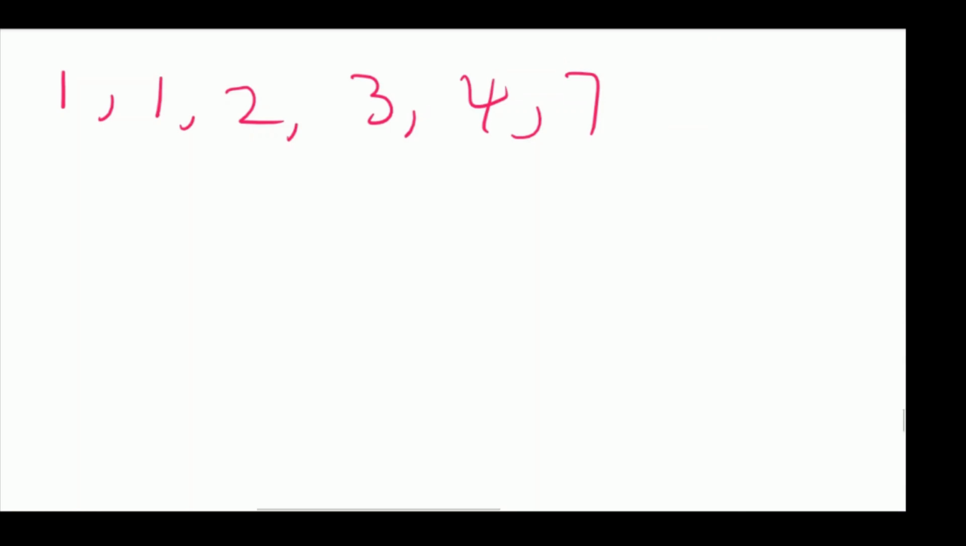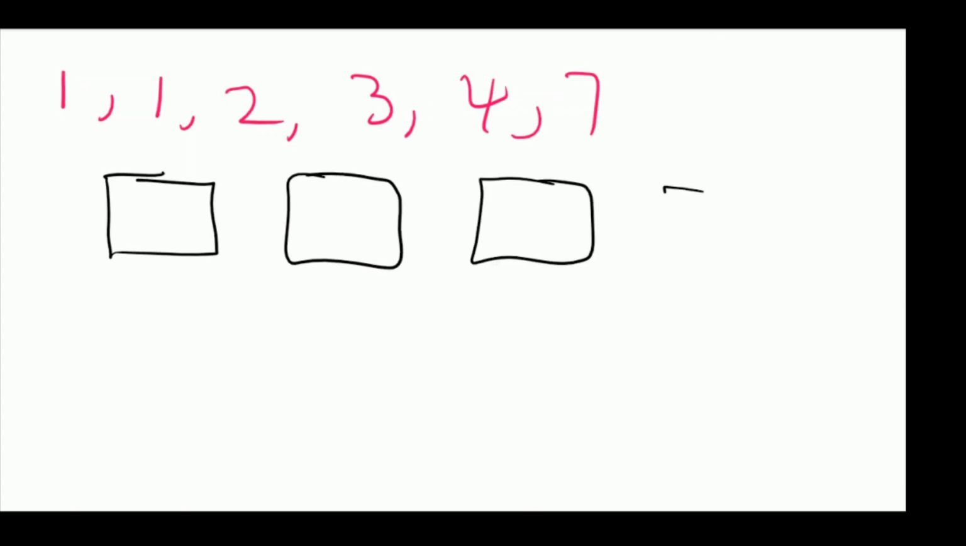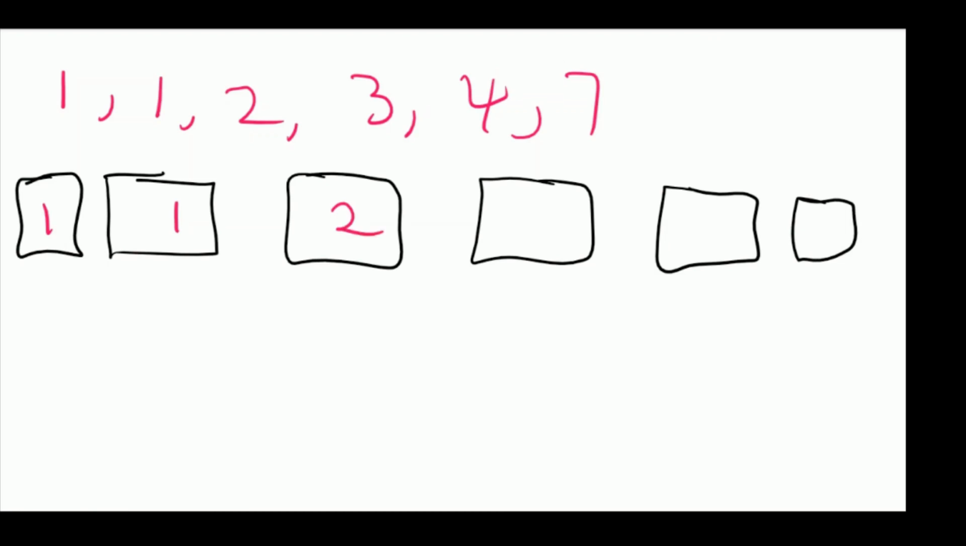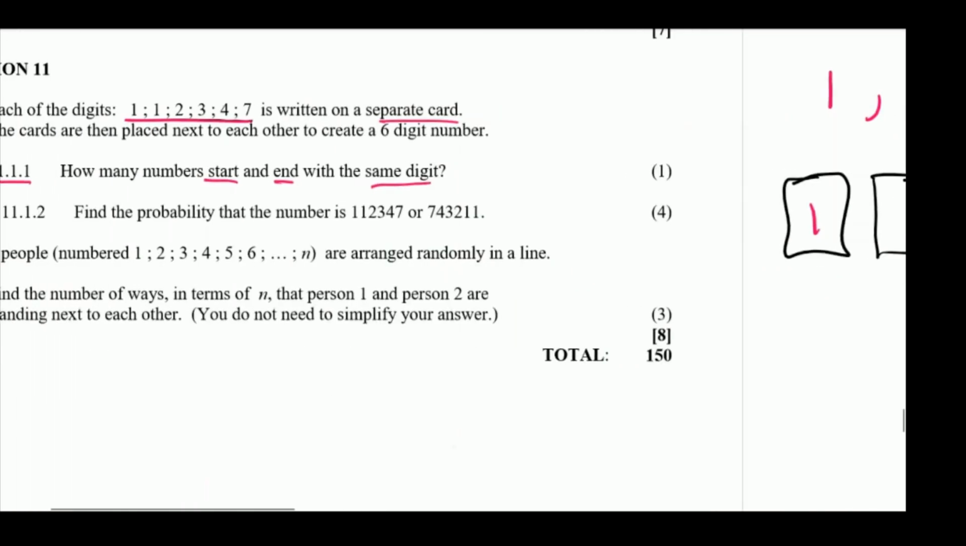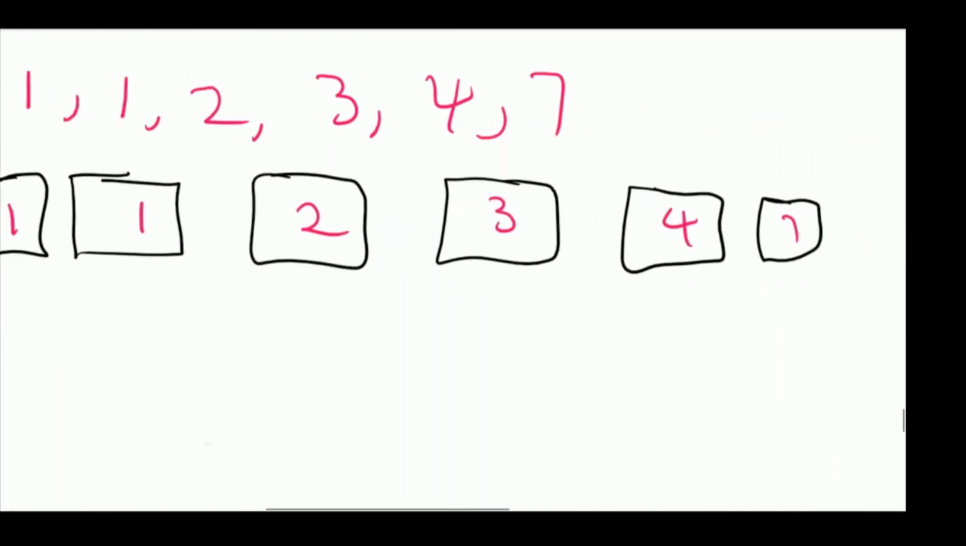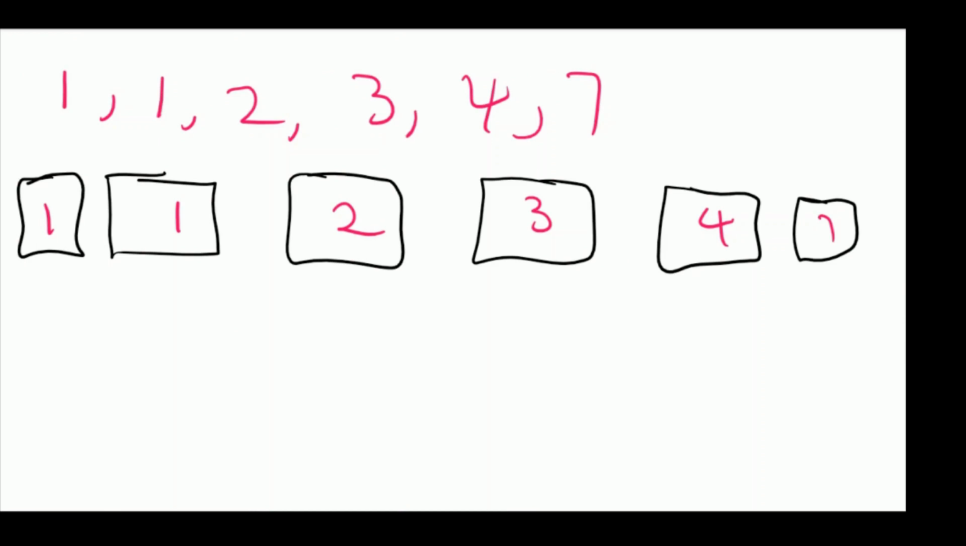And we are told that these numbers are placed on a card separately, something like this. So for example, this is 1, this is 1, this is 2, this is 3, this is 4, this is 7. And we are asked how many numbers are placed next to each other having the same digit from start to end.